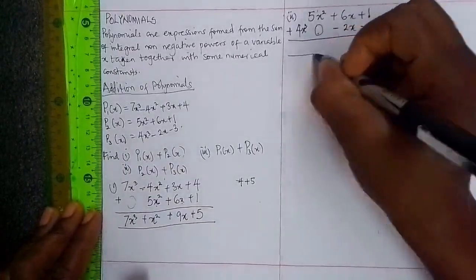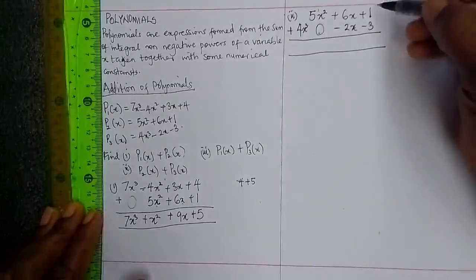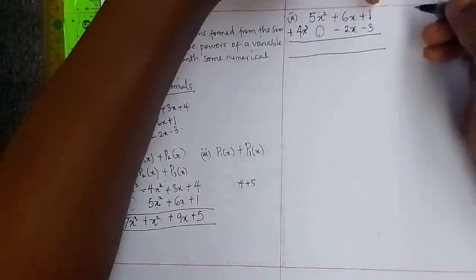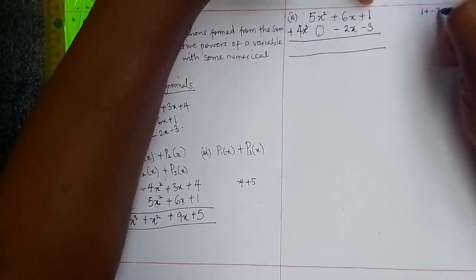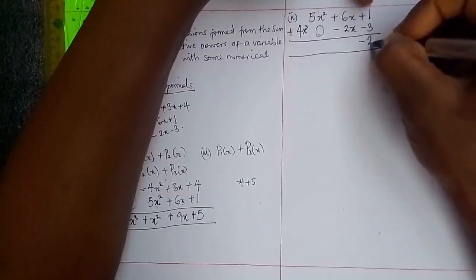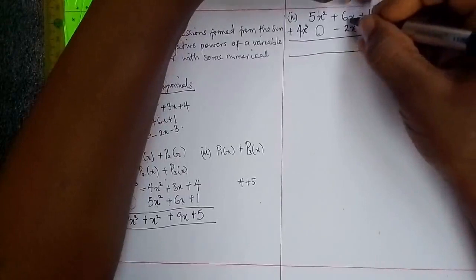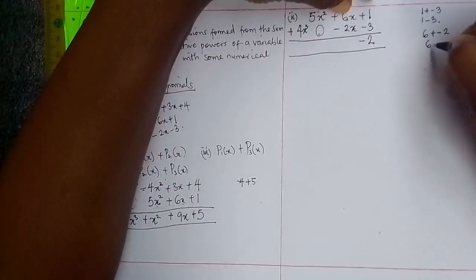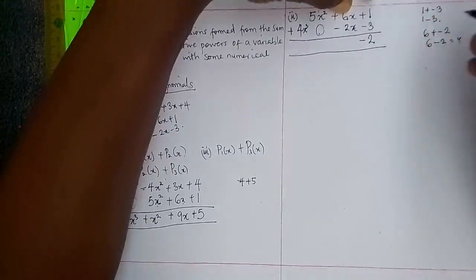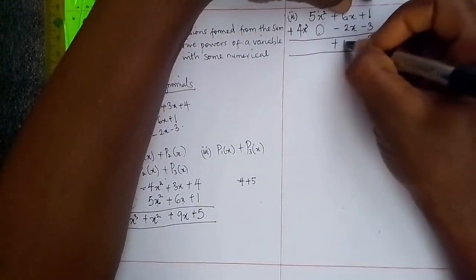We put our addition sign, then we add. Yeah. So we have this number 1 plus minus 3. 1 minus 3 gives us minus 2. We're done with that. We'll move to the next. 6 plus minus 2. So what we have here is 6 minus 2. 6 minus 2 gives us 4. That's positive 4. So we have plus 4.